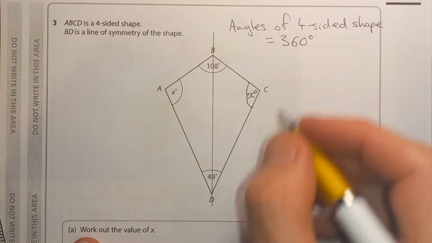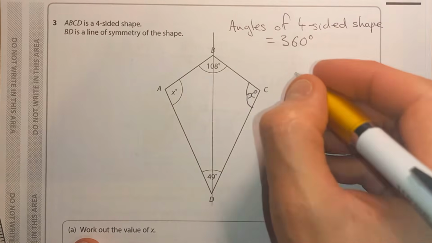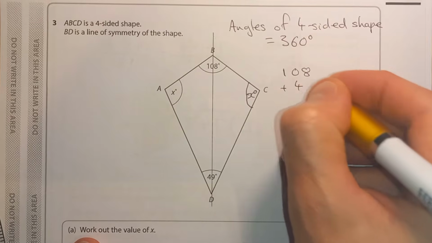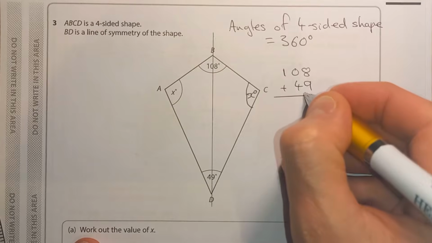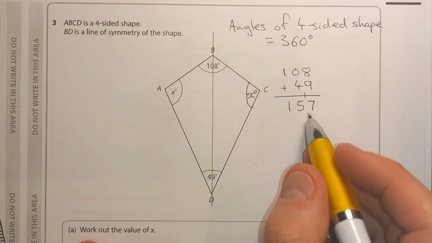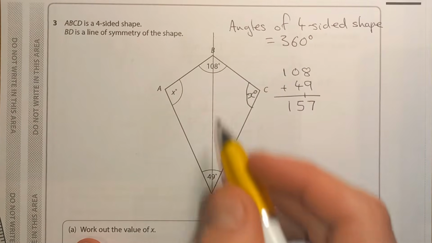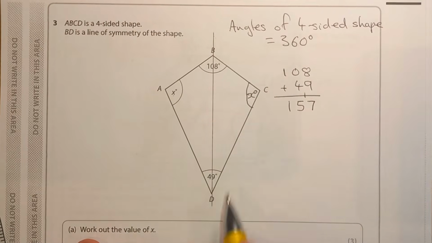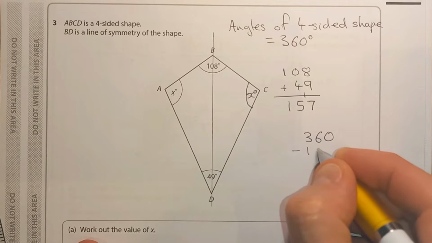Okay, so let's add up the angles that we've got. So 108 and 49. 8 and 9 is 17, 7 carry the 1. 4 and 1 is 5, 1 and nothing is 1. So these two angles together make 157. If we take these away from 360, we're going to be left with these two angles. So 360 minus 157.